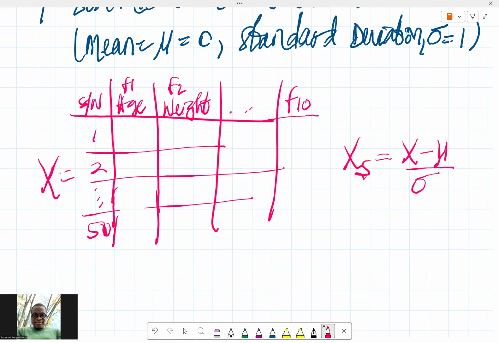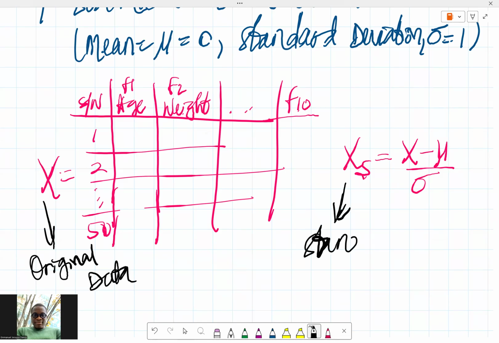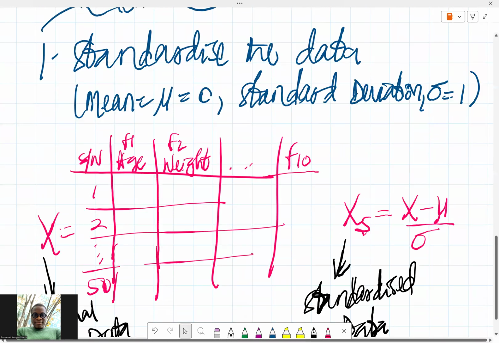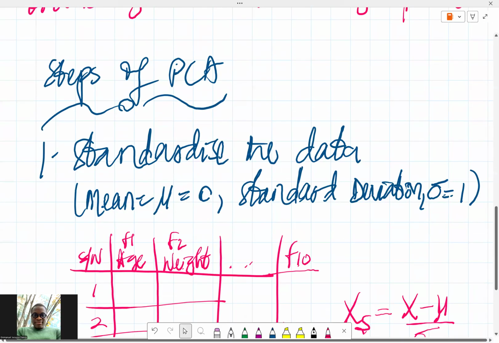Okay. So as usual, X is the original data, just like I said, that's the original data you're given. Then XS is the standardized data. So mu is the mean and sigma is the standard deviation. So that's the first step we take.